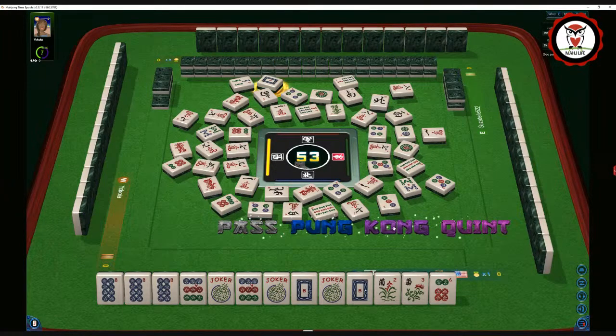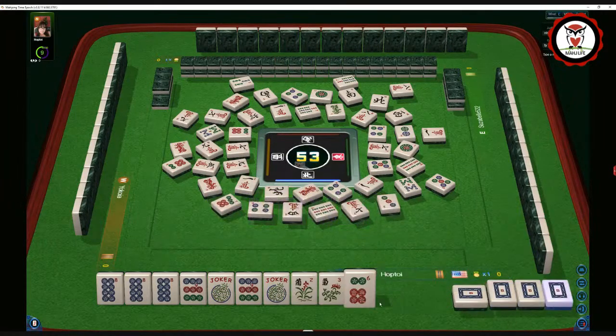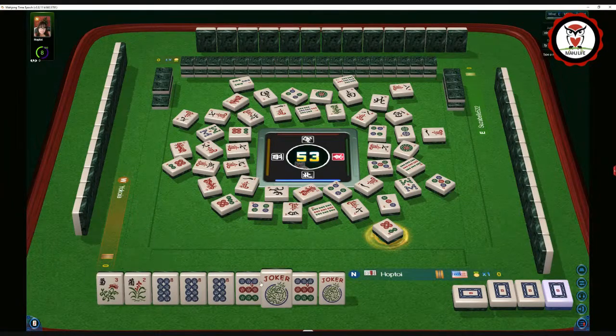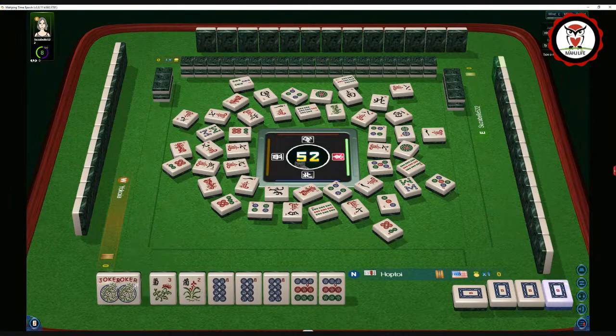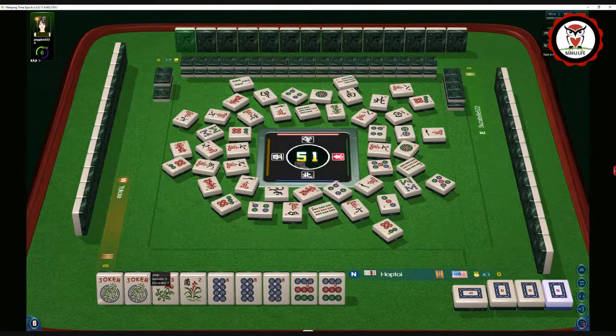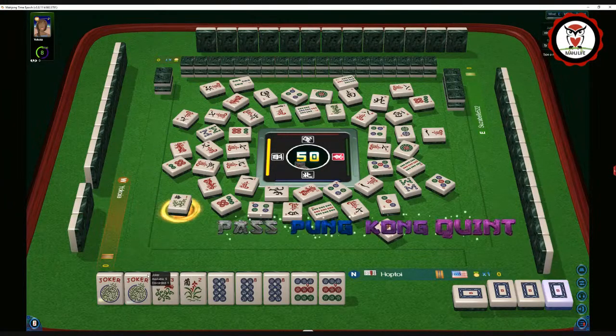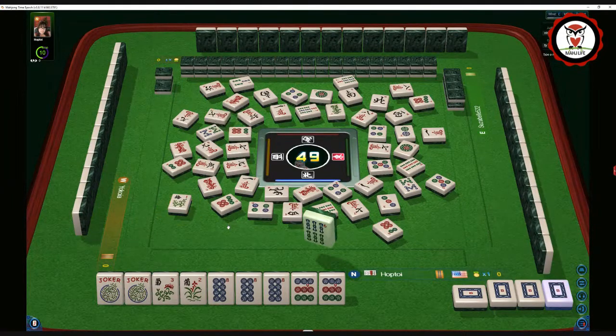Okay, here we go. There's our Kong. Kong. 6 dots. So now we're ready on an 8 dot or a 9 dot. And we're in semi-stealth mode. We have a Kong of dragons, but there are several hands that can use a Kong of dragons. 6 characters. We have the hand in consecutive run. We have also a hand in the wind and dragon category. Flower.